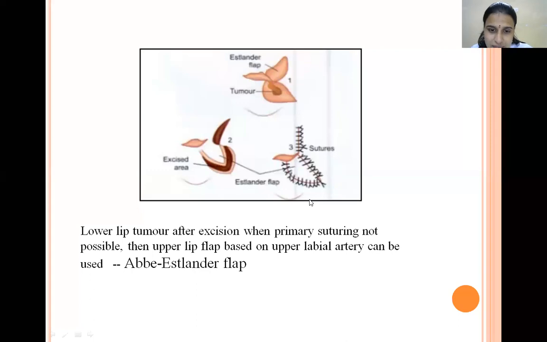Next is Abbe-Estlander flap. The only difference is it is just a modification of the Abbe flap, and here even the angles can also be involved. The flap that is based on the labial artery is rotated onto the defect. Here you need not excise the base. Here this is the tumor and the defect. The standard flap based on the upper lip, the superior labial artery, is transposed onto the defect area on the lower side. The base need not be excised at a later stage.